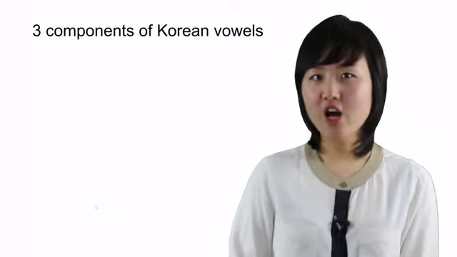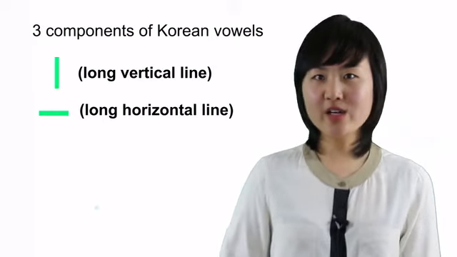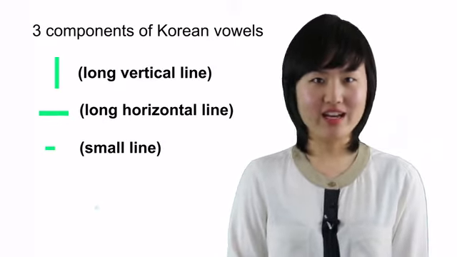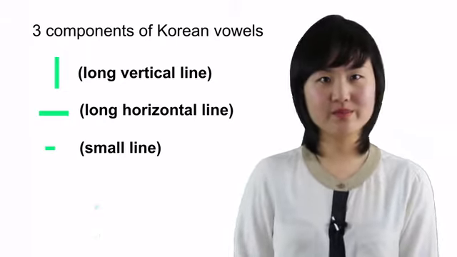Basically, those vowels have only 3 components: a long vertical line, a long horizontal line, and a small line, either vertical or horizontal. Using those 3 lines, we can make a combination. First of all, let's put a long vertical line. This is pronounced E. If you lay this line horizontally, it becomes like this, and it's pronounced U. There's no exactly the same pronunciation in English, so this may not be easy to pronounce.